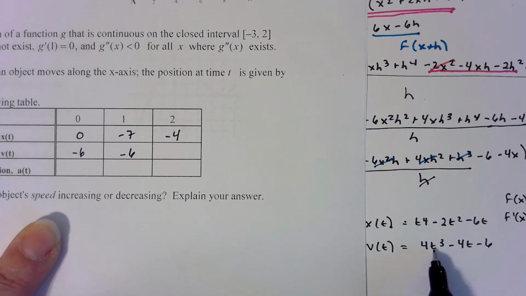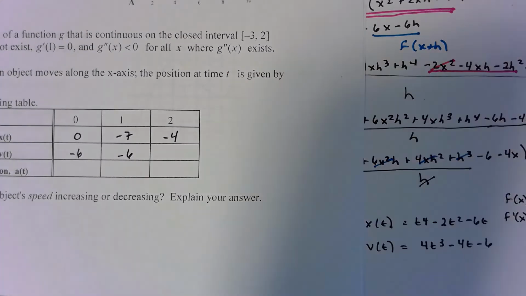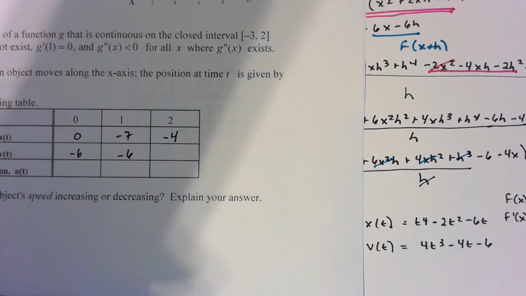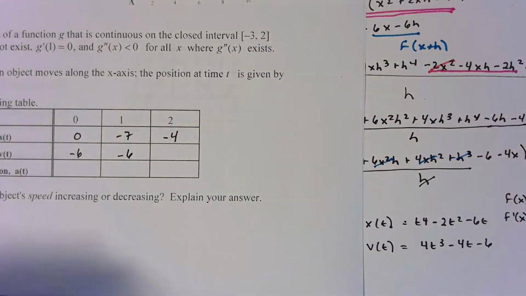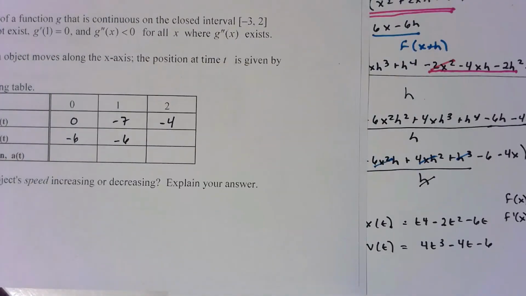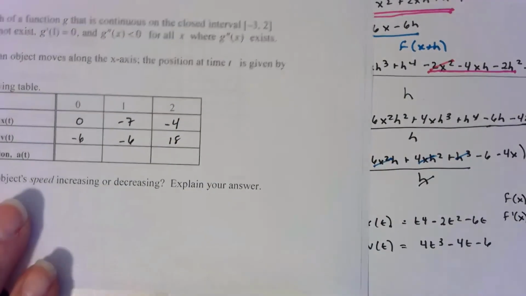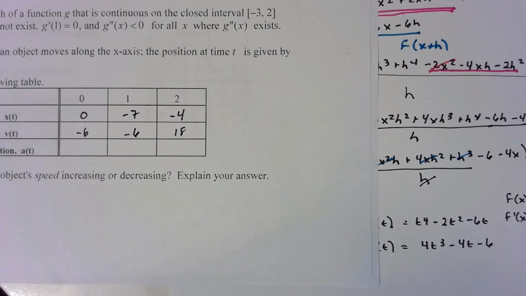Is that right? 8 times 4 is 32. Let me use my calculator just so I don't screw up again, because that's just the kind of mood I'm in. So 8 times 4 is 32, minus 4 times 2 is 8, that's 24, minus 6 is 18. I don't think that's right. It could be. Let me look at the answer key. Yeah, it's right. Okay, that was filled in.